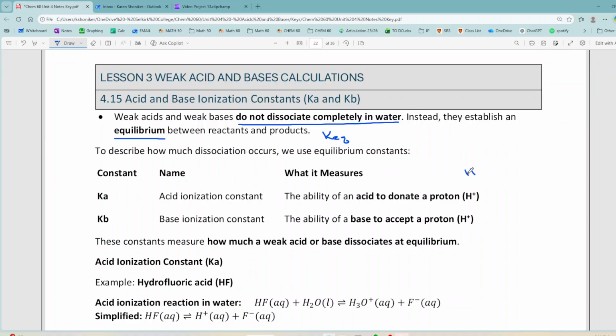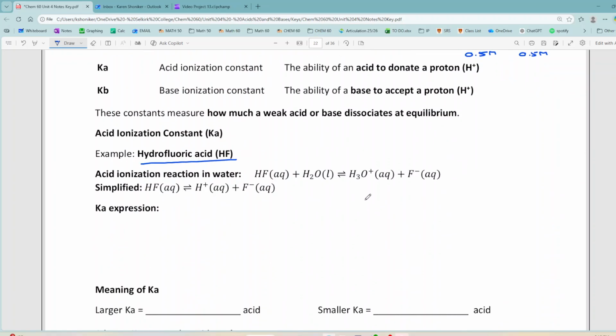So if you think of something like hydrochloric acid, hydrochloric acid goes to hydrogen and chloride, and if you have a 0.5 molar hydrochloric acid, you have a 0.5 molar hydrogen in solution. But when we're talking about a weak acid like hydrofluoric acid, it's going to be different than this. It's going to be something more like the equation of HF plus water goes to hydronium and fluoride, or in simplified form, just hydrofluoric acid goes to hydrogen and fluoride.